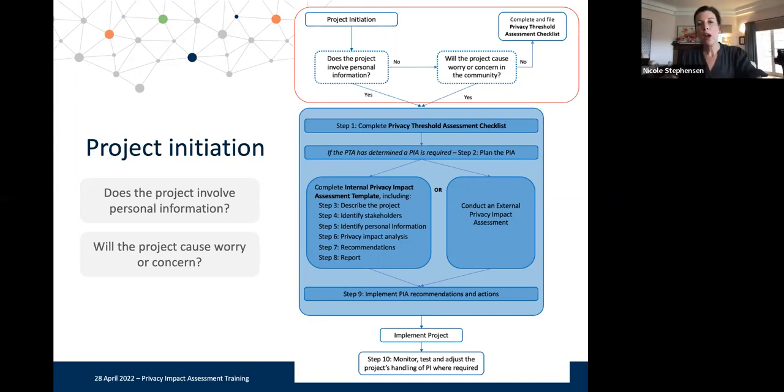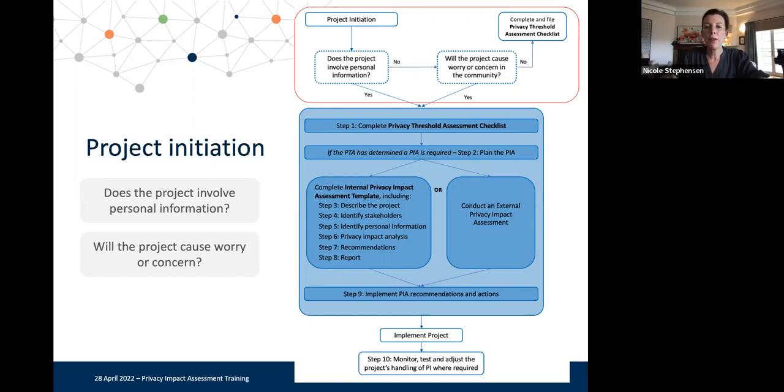And the privacy impact assessment process is saying, you have steps to go through before you get that project approval, right? You're initiating your project, or maybe it's not project approval so much as you've got steps to go through that are complementary to the project approval process. So at project initiation, you need to ask two very important questions, and the privacy threshold assessment checklist helps you step through this.